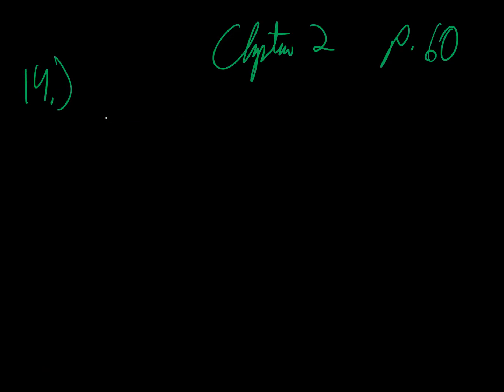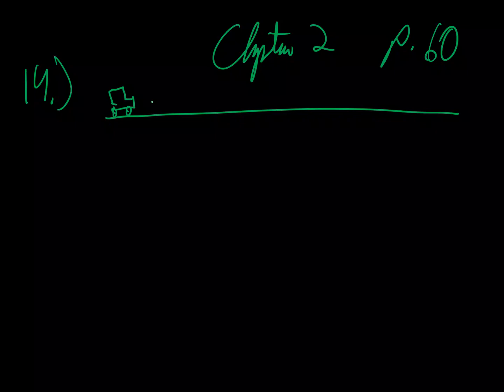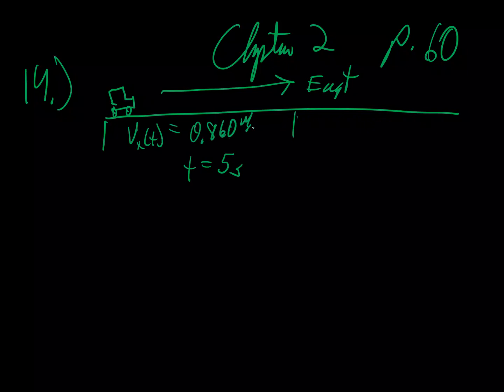Okay, so you always draw the problem. So you have a race car, and it's traveling east. And for the first 5 seconds, it tells us that the component of the car's velocity in the x direction with respect to time is given by 0.860 meters per second cubed times t squared. That's during a 5-second time interval.